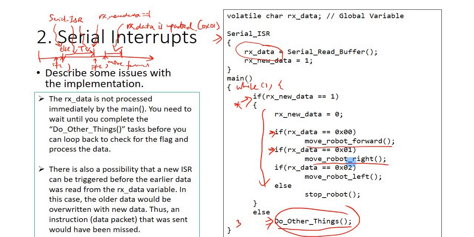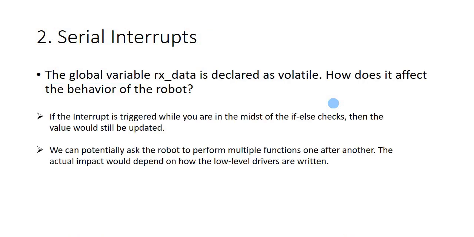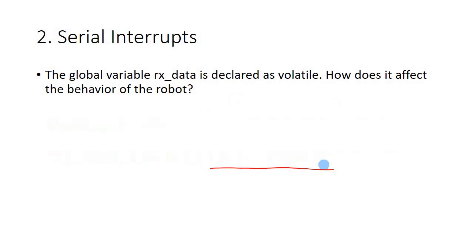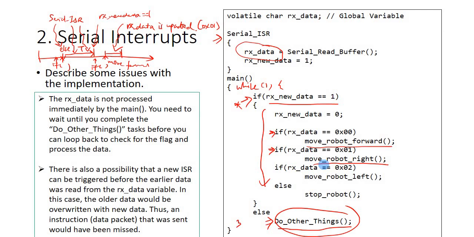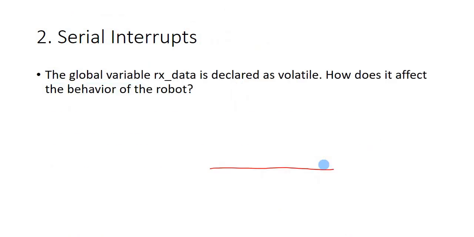So in this case, your robot may be executing two or multiple operations with just one iteration of the if. Again, this may or may not be your intention, so that is a potential side effect. It all depends on how the low level drivers are written. Sometimes the low level drivers are written such that whenever a new robot command is received, I will stop the old command, then I'll do the new command. But if it is written in a way that the old command may still be carrying on while a new command is processed, then you may have some funny behavior. So these are some of the issues that we need to be careful about.